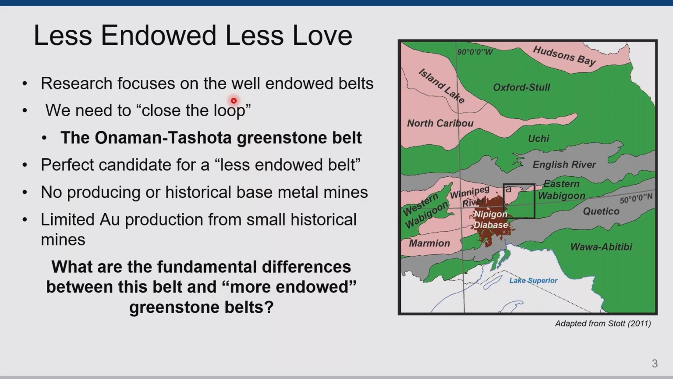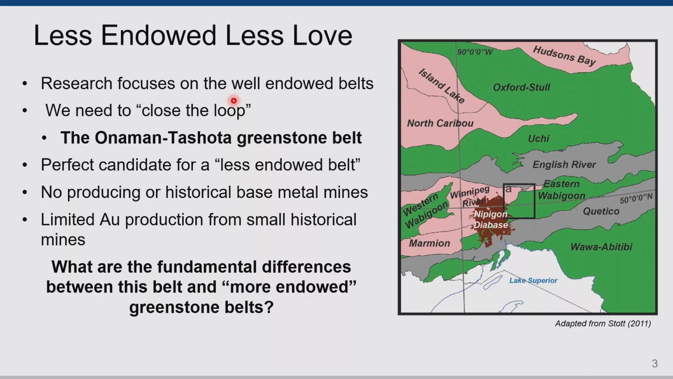So this is an opportunity with Metal Earth to look at these areas that are quote-unquote less endowed and kind of close the loop, because often what happens is we go into a well-endowed greenstone belt, we identify all the features associated with mineralization, and we go, great, we've solved it, and then we never actually test the null hypothesis that those features are present in less endowed greenstone belts. This is a huge hole in mineral exploration research, and it's something that I think we've really had an opportunity with Metal Earth to help to solve.